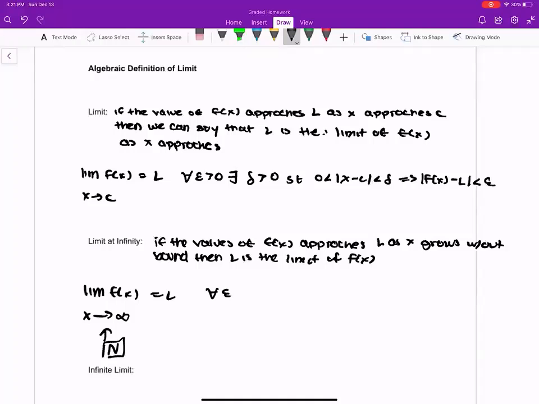So for all epsilon greater than 0, I meant epsilon, sorry. There exists an n greater than 0 such that if x is greater than n, implies that f of x subtract L is less than epsilon.